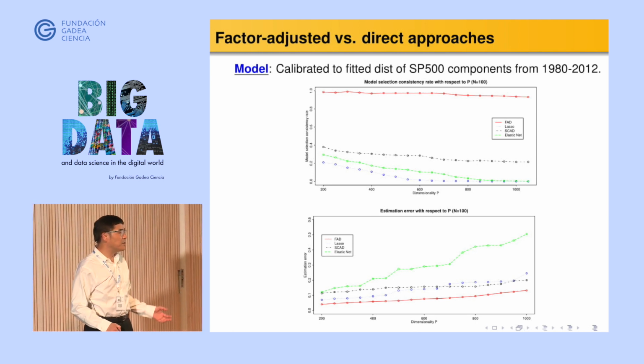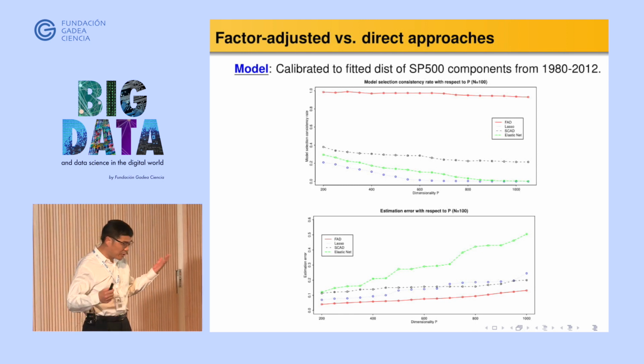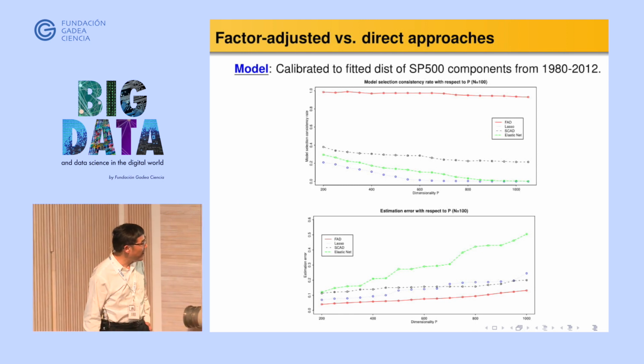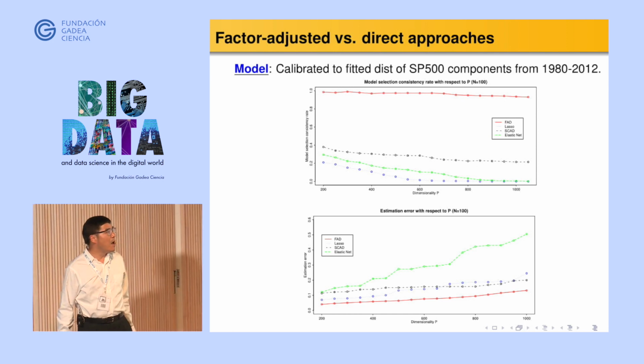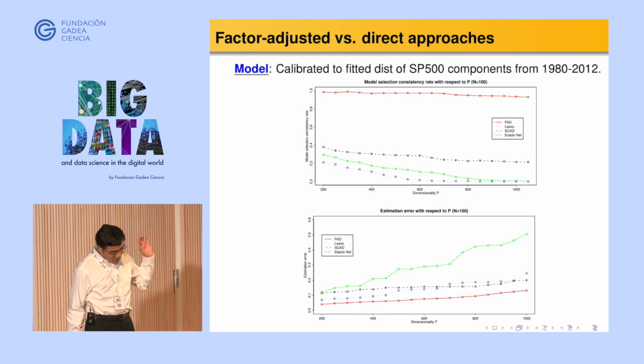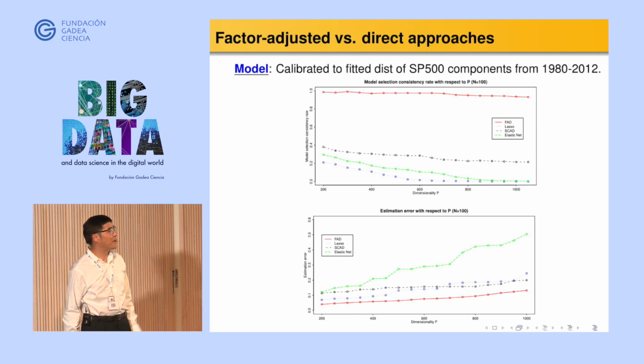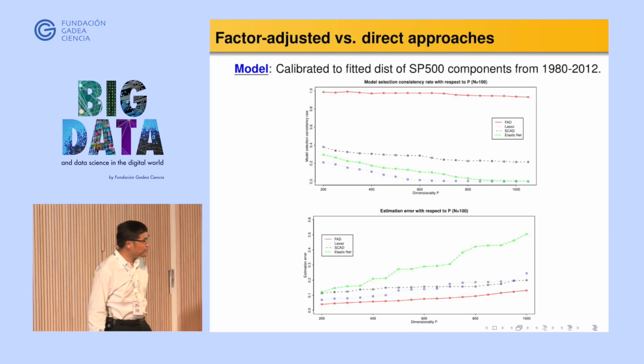And similarly, in terms of prediction error, prediction error increases with the wrong model selection. So this is one piece on model selection. Just by doing factor adjustment, you'll improve a lot.